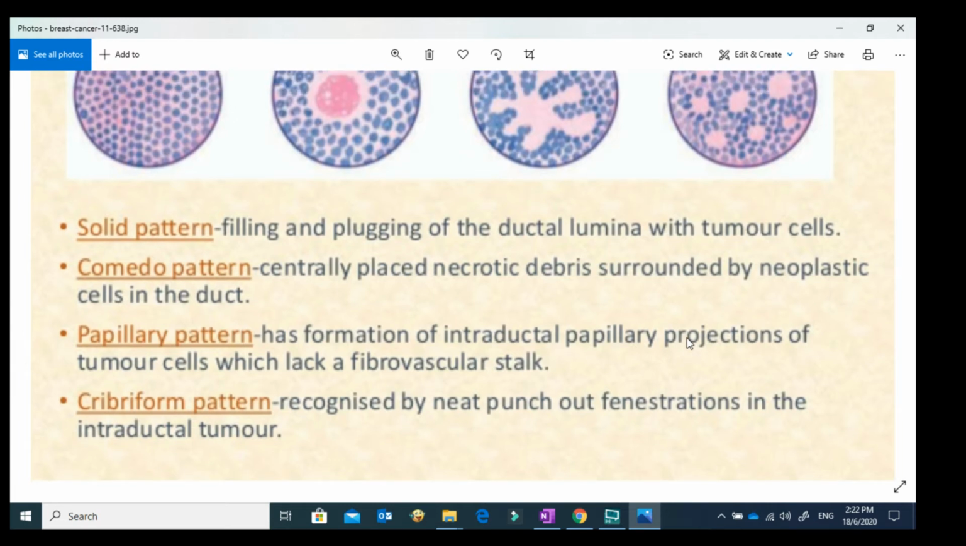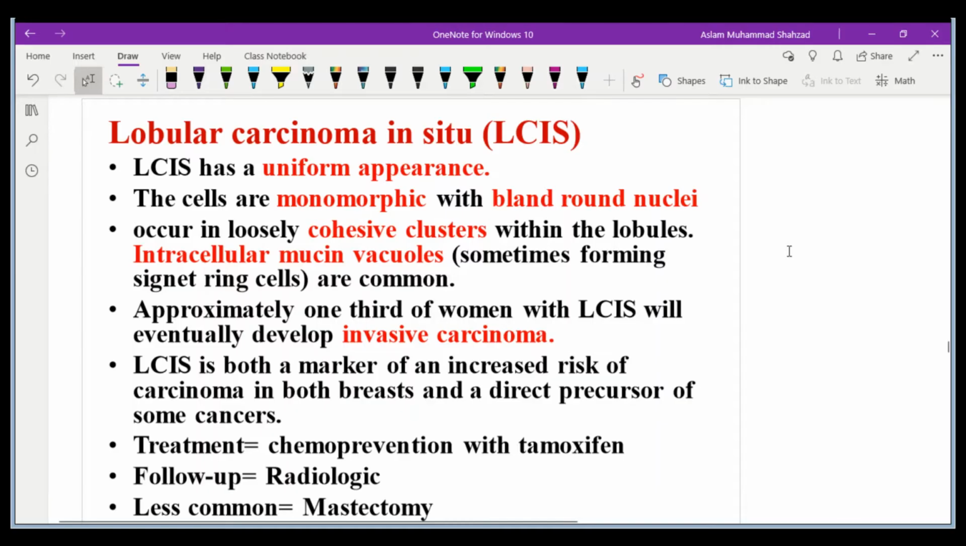intraductal tumors. When we talk about lobular carcinoma in situ, it has a uniform appearance. The cells are monomorphic in nature, having bland round nuclei, usually occurring in cohesive clusters within the lobules, and they have intracellular mucin-containing vacuoles forming signet ring cells. What are signet ring cells? We already discussed that ring-like structure.